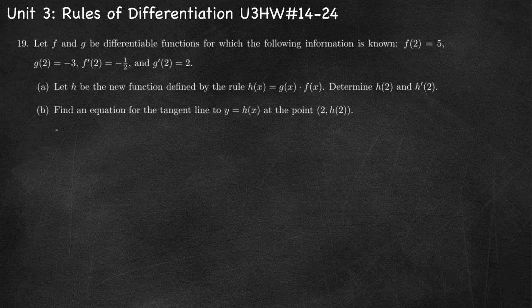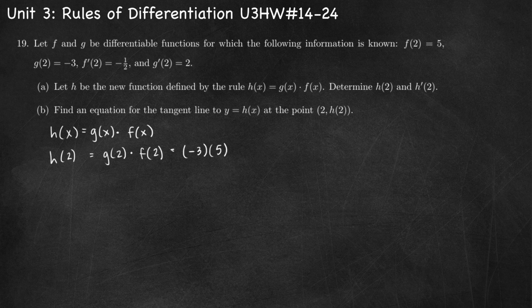So we have our equation h of x equals g of x times f of x. So to find h of 2, we simply substitute 2 in for x. We get g of 2 times f of 2. g of 2 is given as negative 3, and f of 2 is given as 5. So that has a value of negative 15. h of 2 equals negative 15. So we know our point of tangency is 2 comma negative 15.